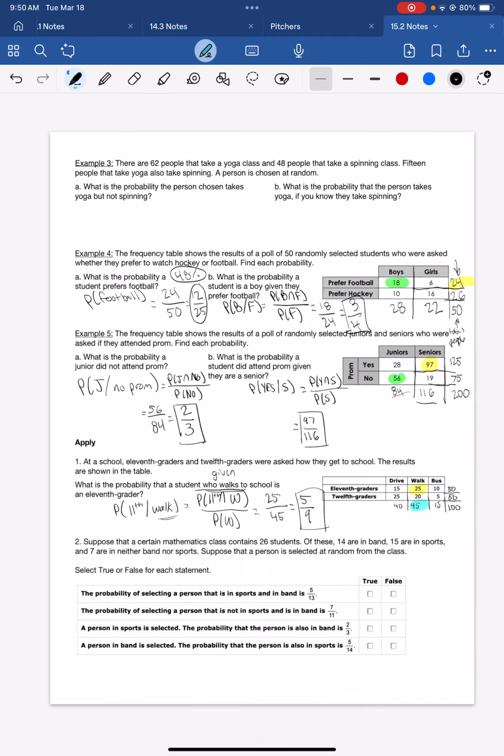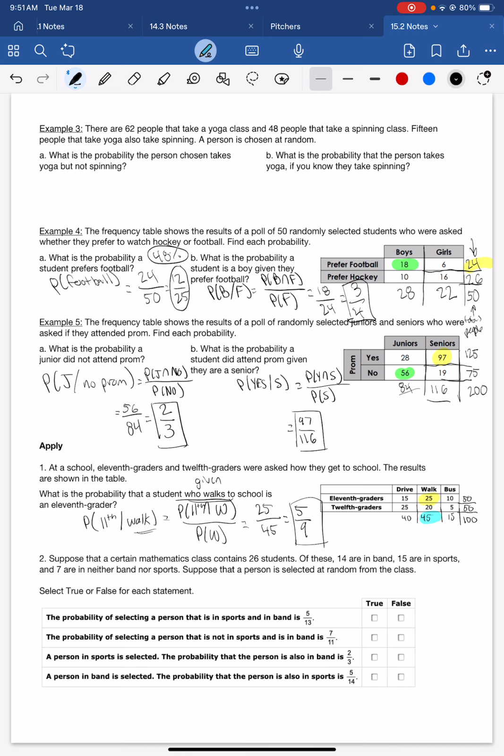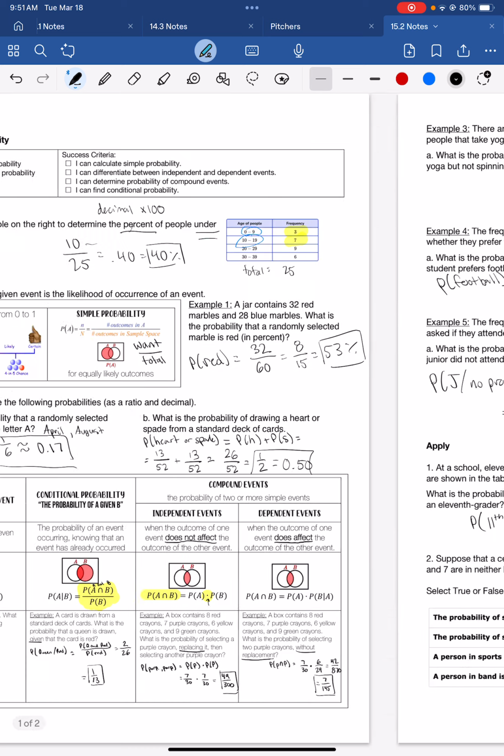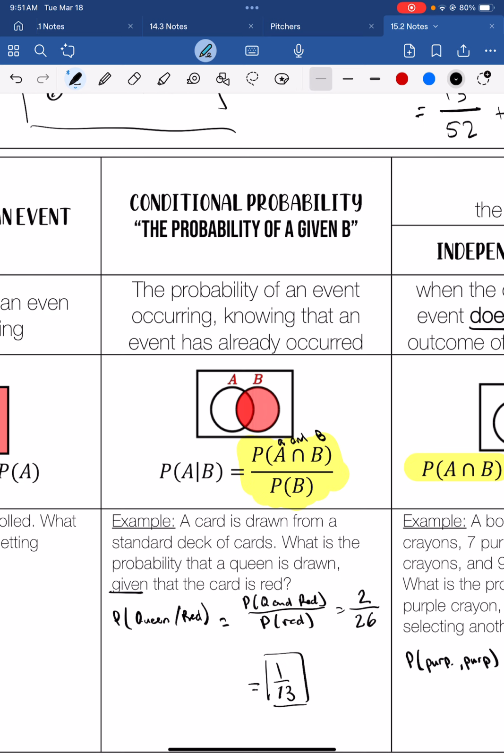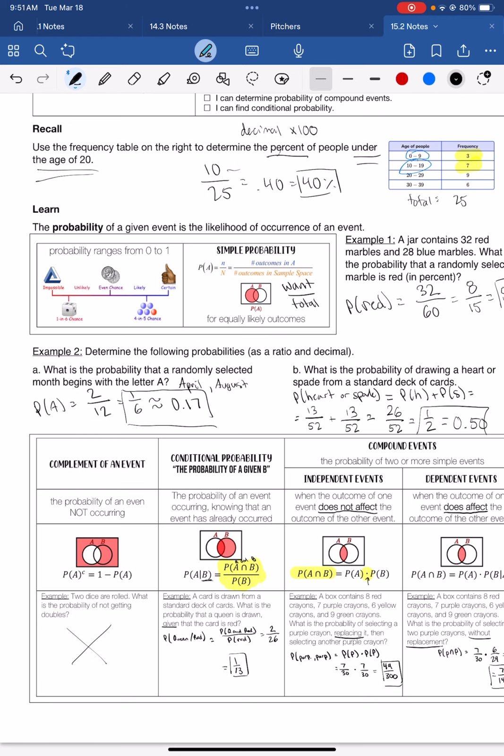Those can definitely be kind of tough, but just remember these formulas when you have the given. We have it right down here. You're going to do the probability of both of them, A and B, over the probability of what's given. All right, and we'll talk about this more when I get back.